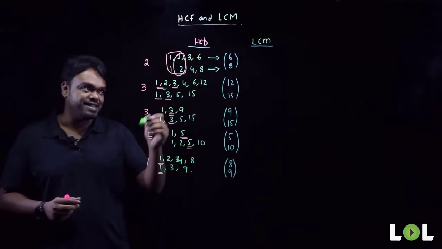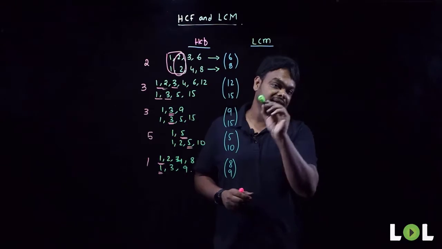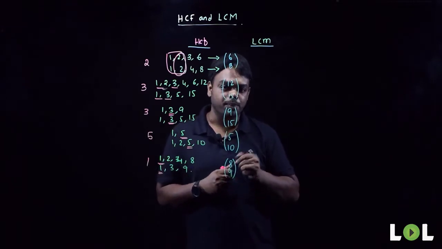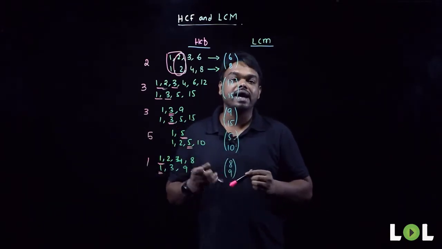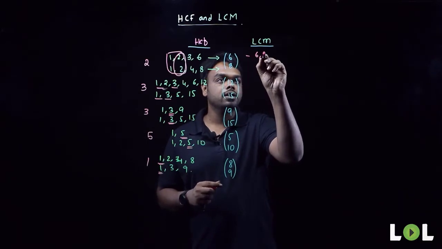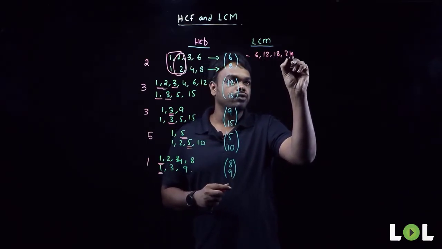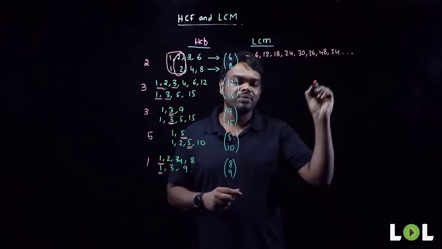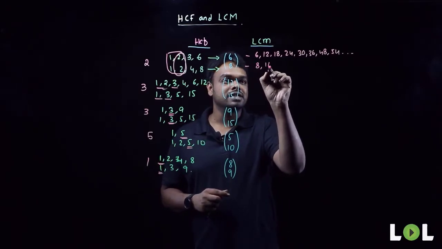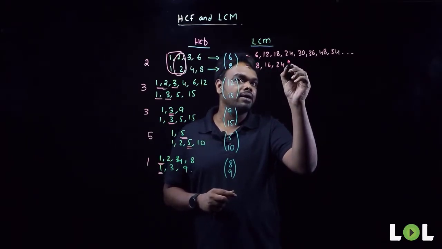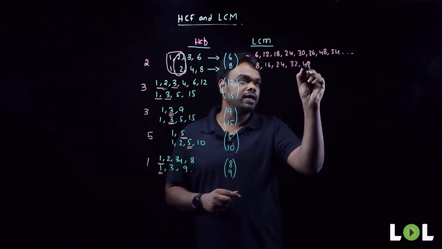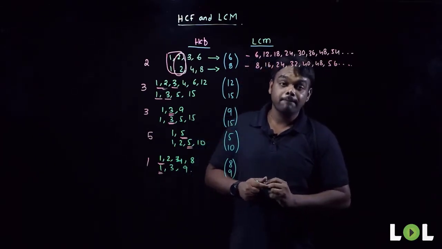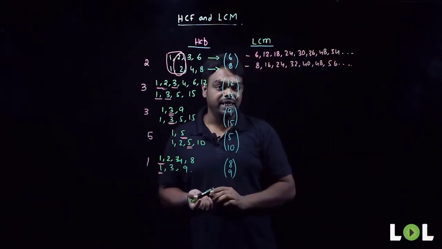Now let us look at LCM. So LCM, we know it is based on multiples. What are multiples? Multiples are those which are divisible by the given number. Suppose if I write multiples of 6, what do I get? Multiples of 6 are 6, 12, 18, 24, 30, 36, 48, 54, so on. Multiples of 8: 8, 16, 24, and going further we can have 32, 40, 48, 56, so on. Now, multiples of a number are those which are divisible by given number.